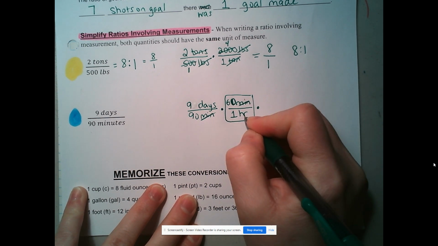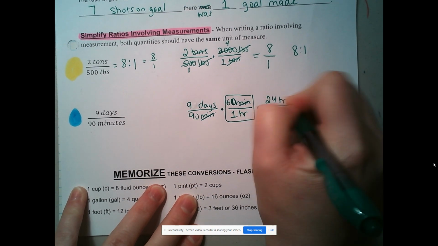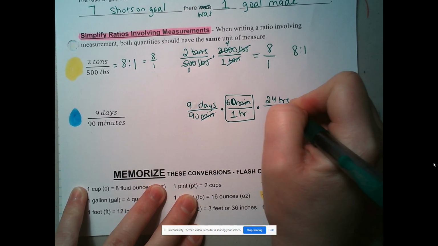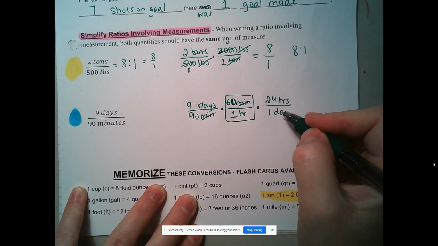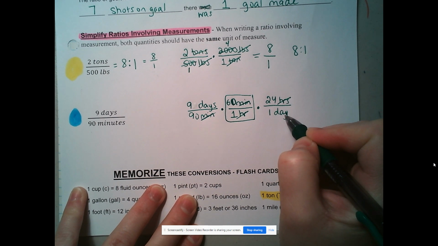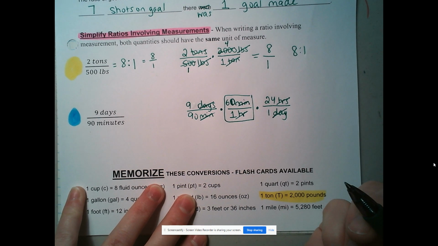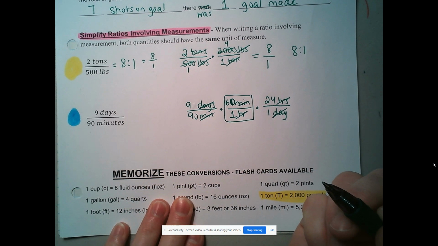Now I've got hours and I'm trying to get to days, and I know that there are 24 hours in a day. And if anybody's watching this and going, how did she know where to put them? Well, there was an hours on the bottom, so I put the 24 hours on top so that they would cancel. Now there's a day on bottom that can cancel with this one way back here, and all my units are gone.